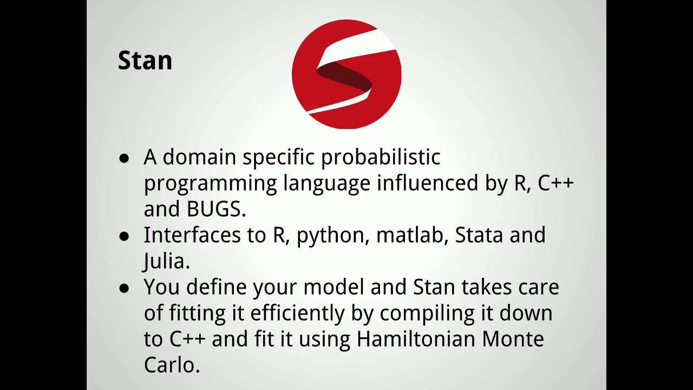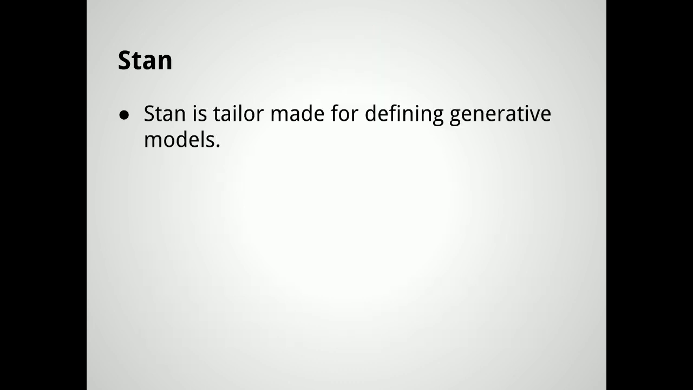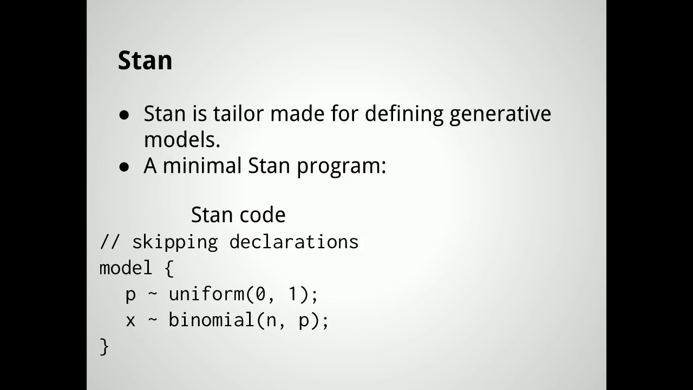So I said that Stan is a domain-specific language, which means it can't do everything, but it's really good within its domain. And Stan is really tailor-made for defining generative models. So let's take a look at some Stan code. Omitting declarations, here is a minimal Stan program that implements a simple binomial model, basically the same model as in the fish subscription example from part 1.